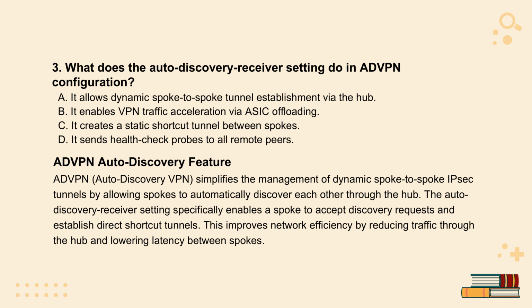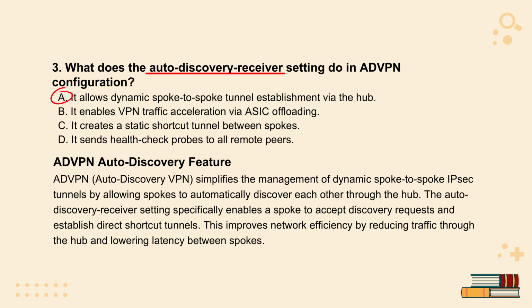Okay, and one of the questions dives right into an AD VPN setting: auto-discovery receiver. The source explanation says this allows dynamic spoke-to-spoke tunnels via the hub. Can you break down why that's such a big deal? Absolutely. Think about a traditional hub-and-spoke VPN setup. If two branches, two spokes, need to talk, their traffic has to go all the way to the hub. Right, hairpinning. Exactly. Traverse the hub, then go back out to the other spoke. It adds latency and puts a huge processing load on that hub device. And as you add more spokes talking to each other, that hub just becomes a massive bottleneck.